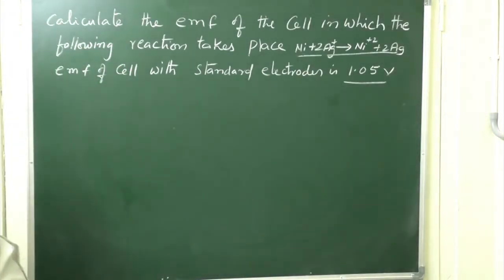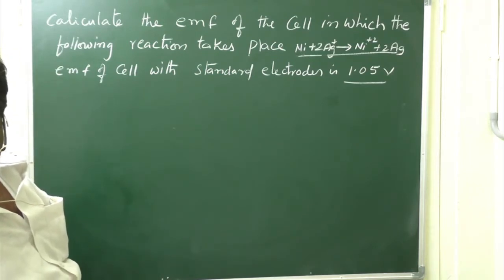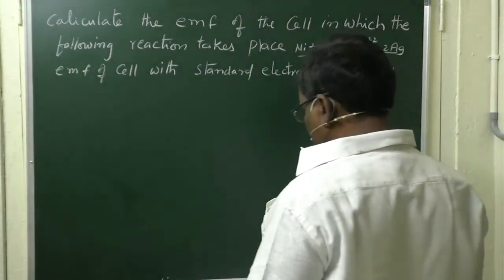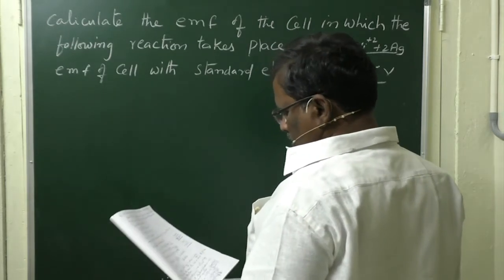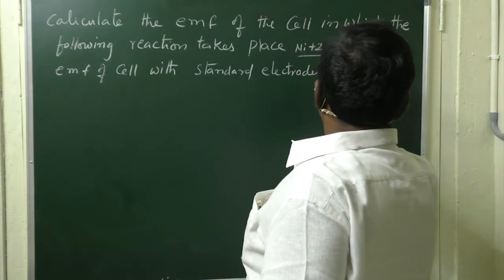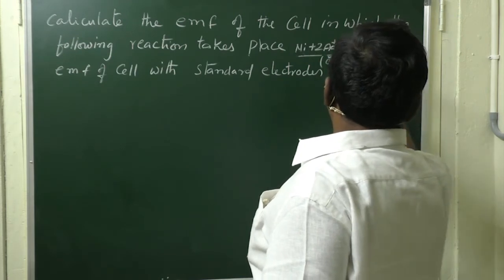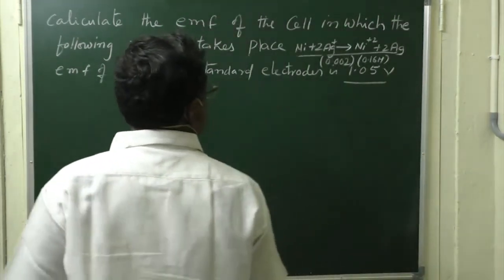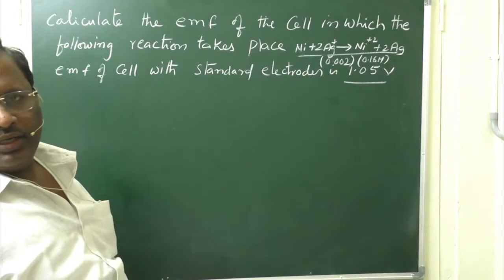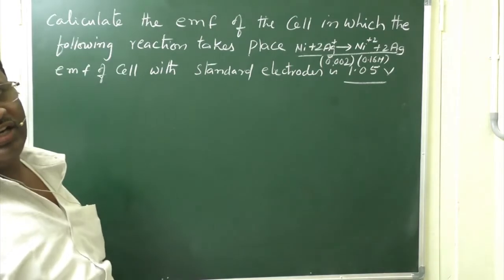Now what they are asking: they have given the concentrations. Ag+ concentration is 0.002 moles and the nickel concentration is 0.16 moles. Now these are the concentrations of Ag+ and nickel ions at which we have to calculate the EMF of this cell, that is the non-standard conditions.